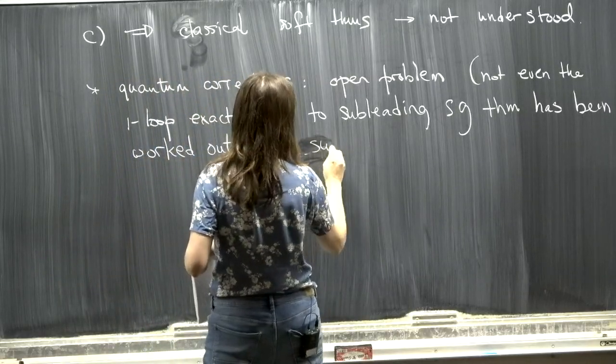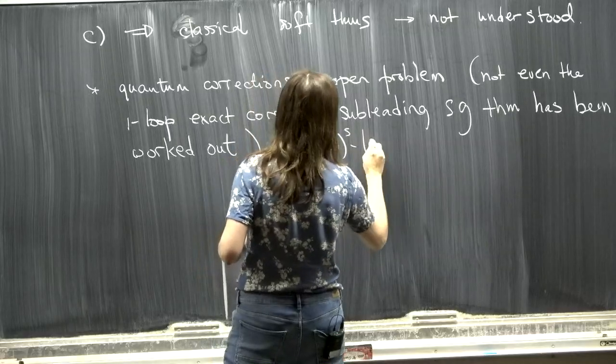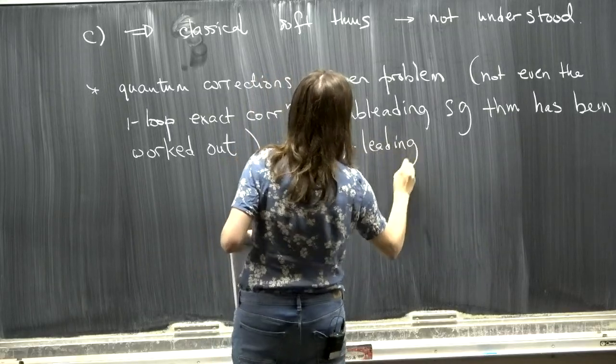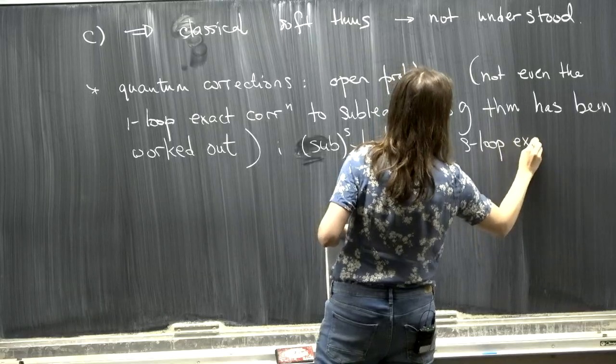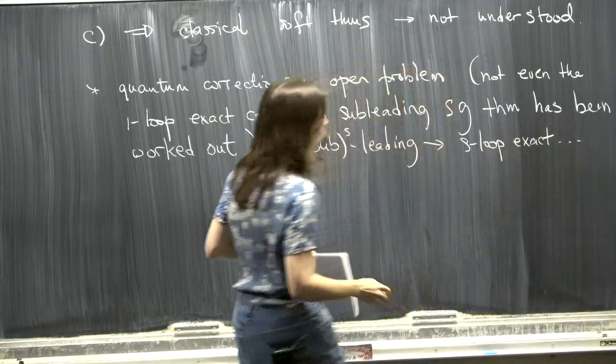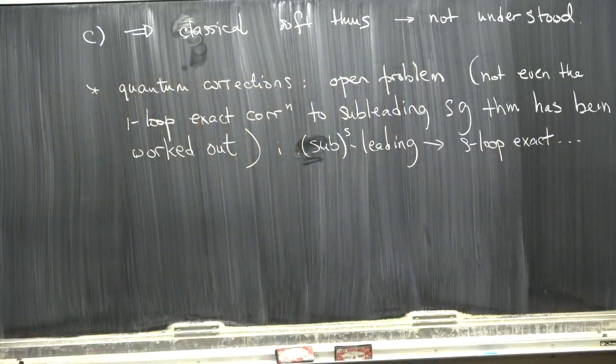But the subleading soft theorem should be S-loop exact. So at every subleading order, you only have to compute the diagrams to S-loop order to figure out what the full result is.